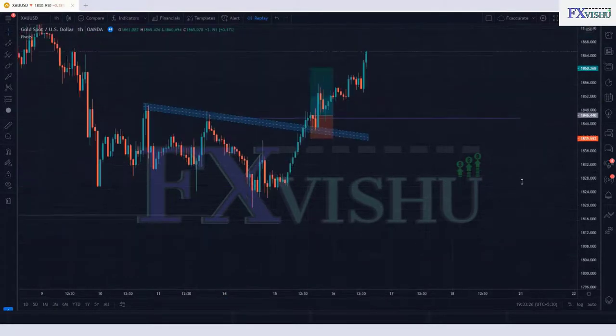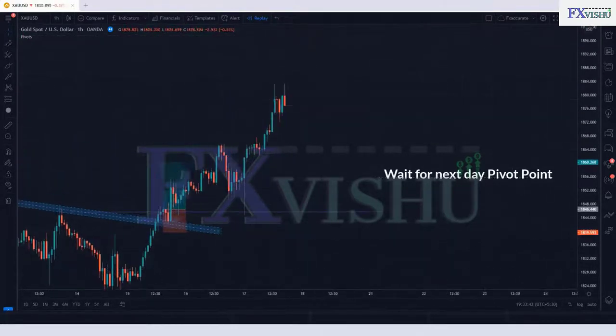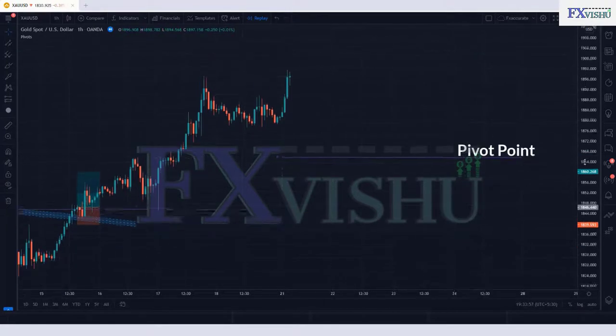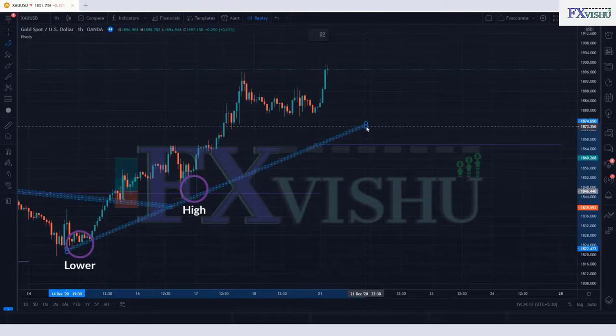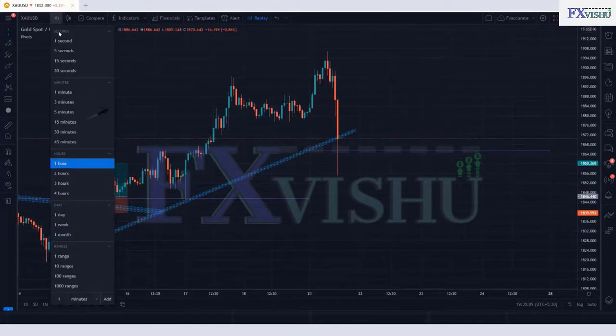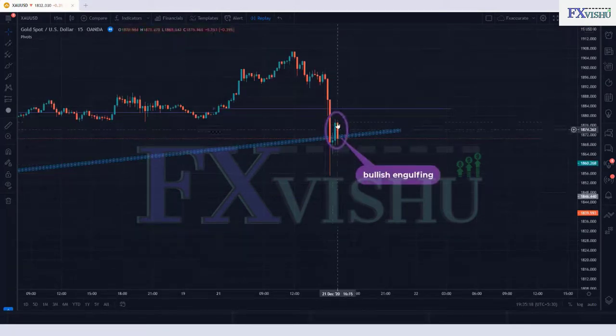We switch from M15 to H1. Let's wait for the pivot point of the next day. Here is our pivot point. After this we draw a trend line from lower to high. Here the market is above the trend line and pivot point. Now we move to the chart of M15 to get the confirmation. Looking carefully here, the market has made a bullish engulfing for confirmation.